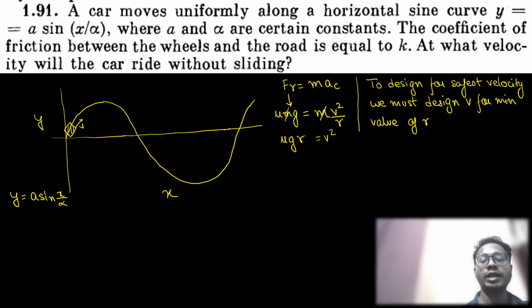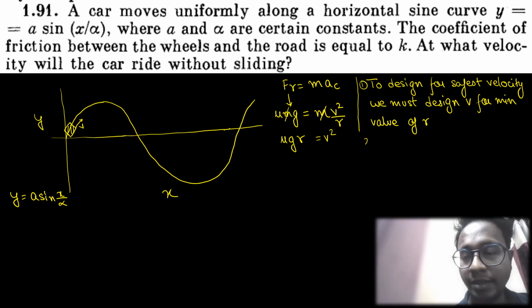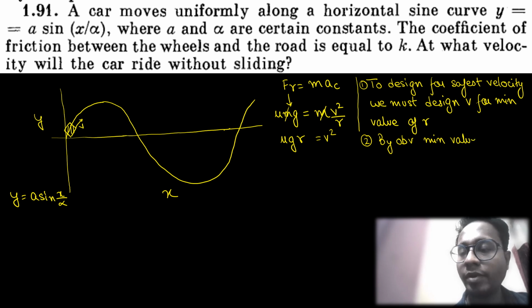Now what is the minimum value of r? At which point would we get the minimum value of r? By observation, the minimum value of r is obtained at the peak.